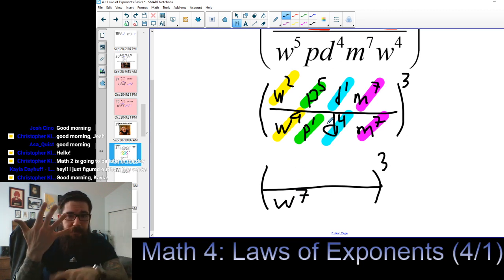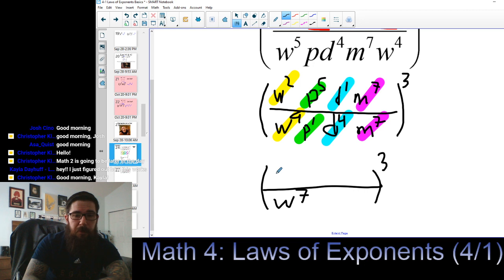P's, I've got 5 up top. I got 1 on bottom. If I cross cancel, I have enough fingers to demonstrate this guy. We're going to be down to 4. So I'm going to put my p to the 4th.